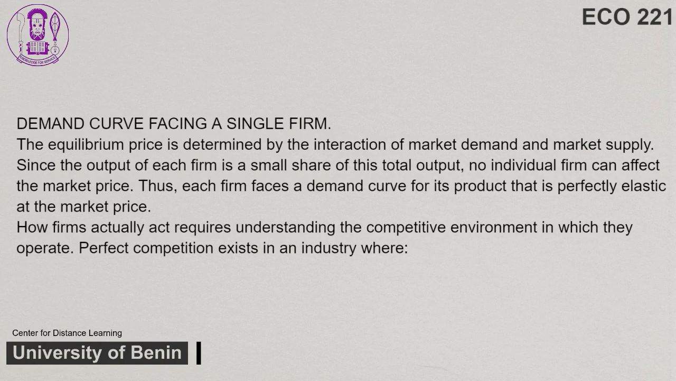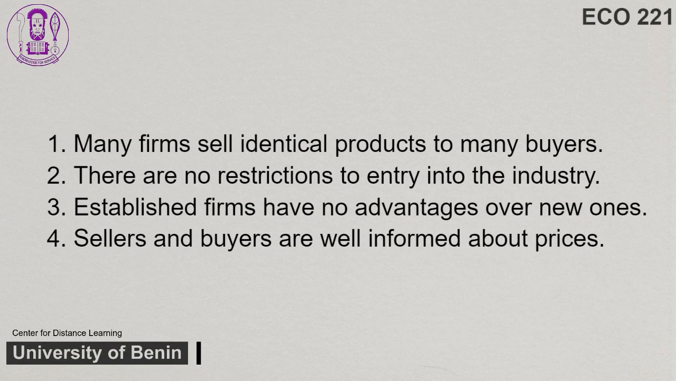How firms actually act requires understanding the competitive environment in which they operate. Perfect competition exists in an industry where: 1. Many firms sell identical products to many buyers. 2. There are no restrictions to entry into the industry. 3. Established firms have no advantages over new ones. 4. Sellers and buyers are well informed about prices.